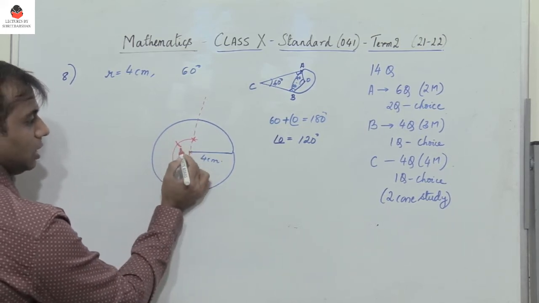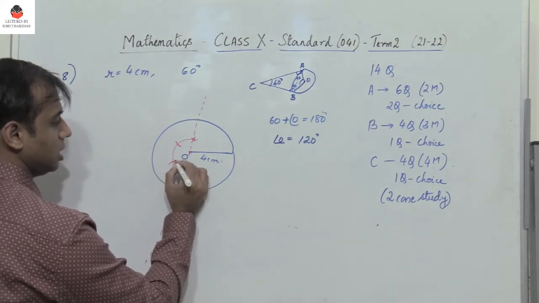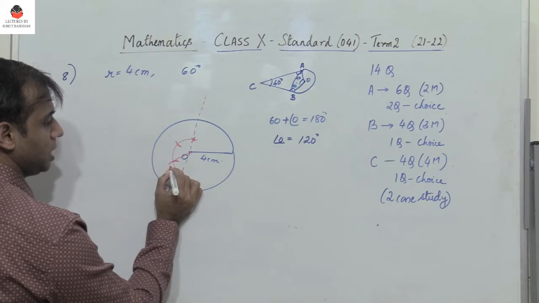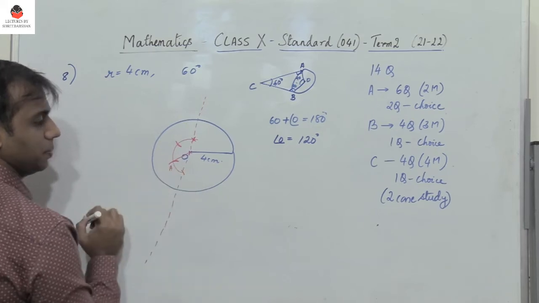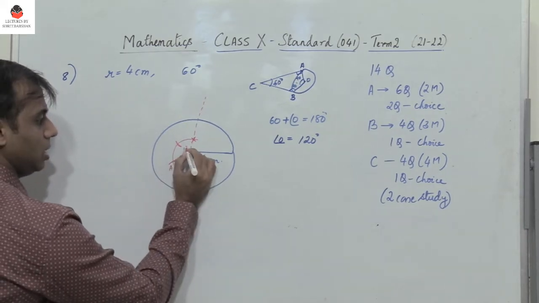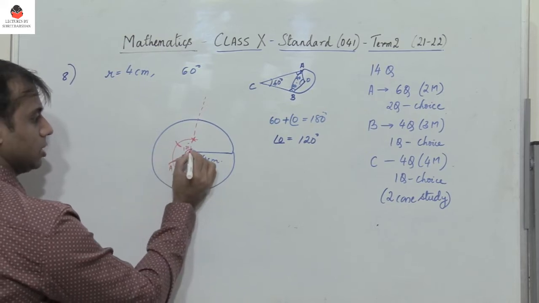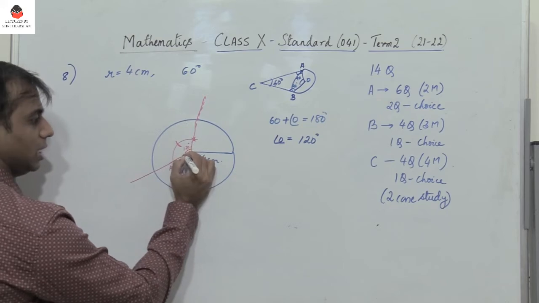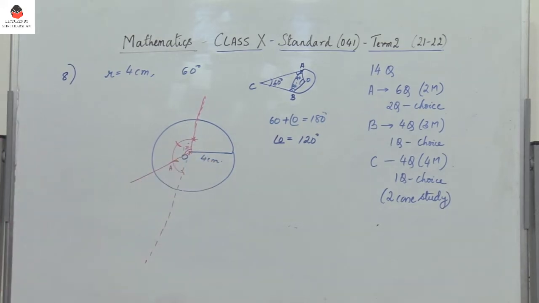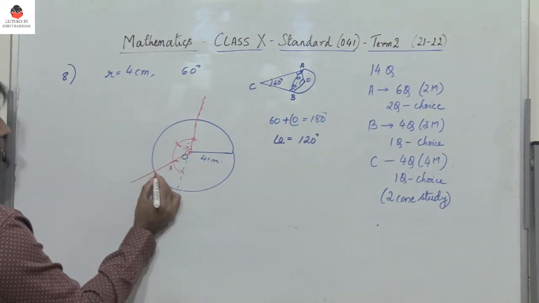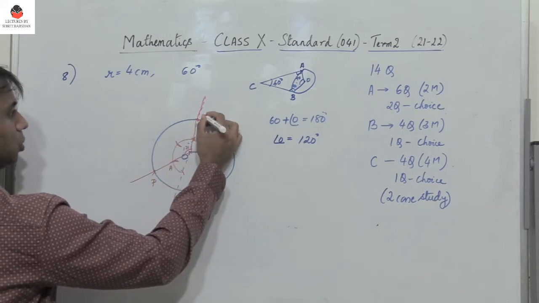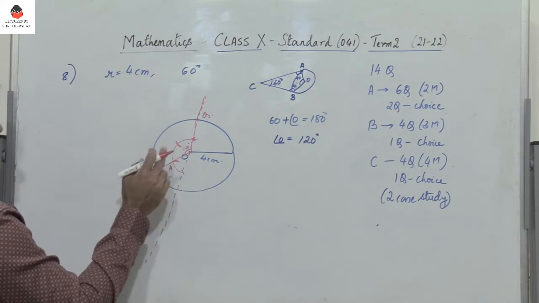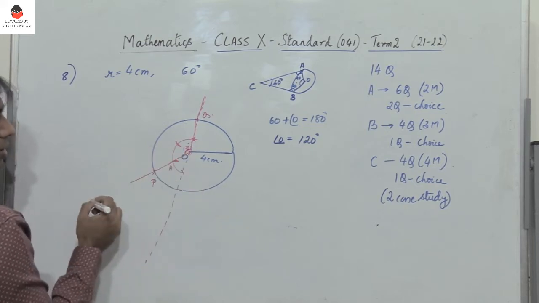So therefore, this angle will be 60, this angle will be 60. So if I join these two, O, and let this point be A, so this entire angle will be 120 degrees. So now extend this, and then you have to extend this. So this entire angle will be 120 degrees. So let this point be P and let this point be Q. Now this angle is 120 degrees, right?